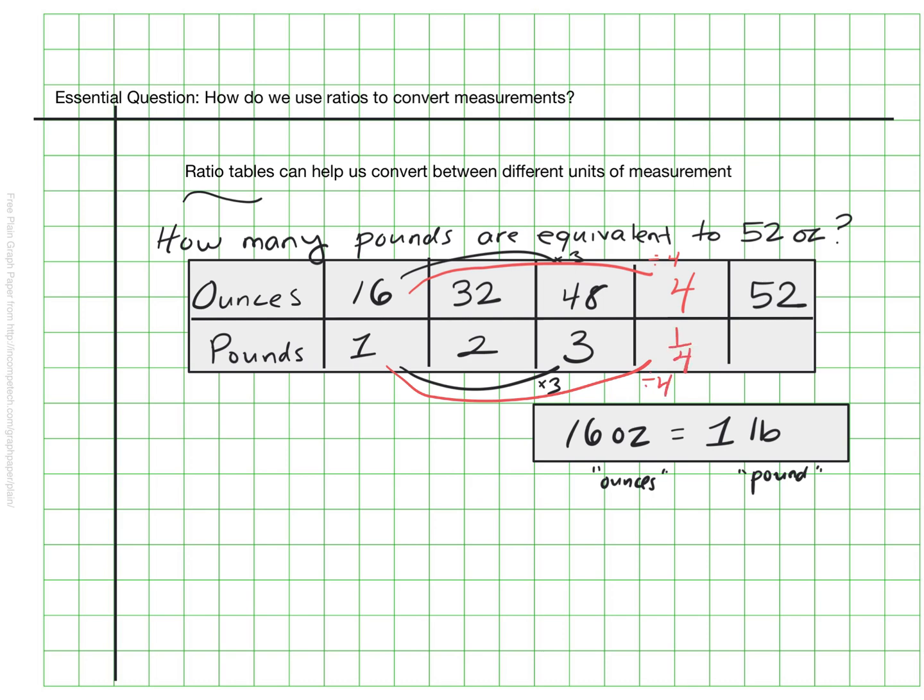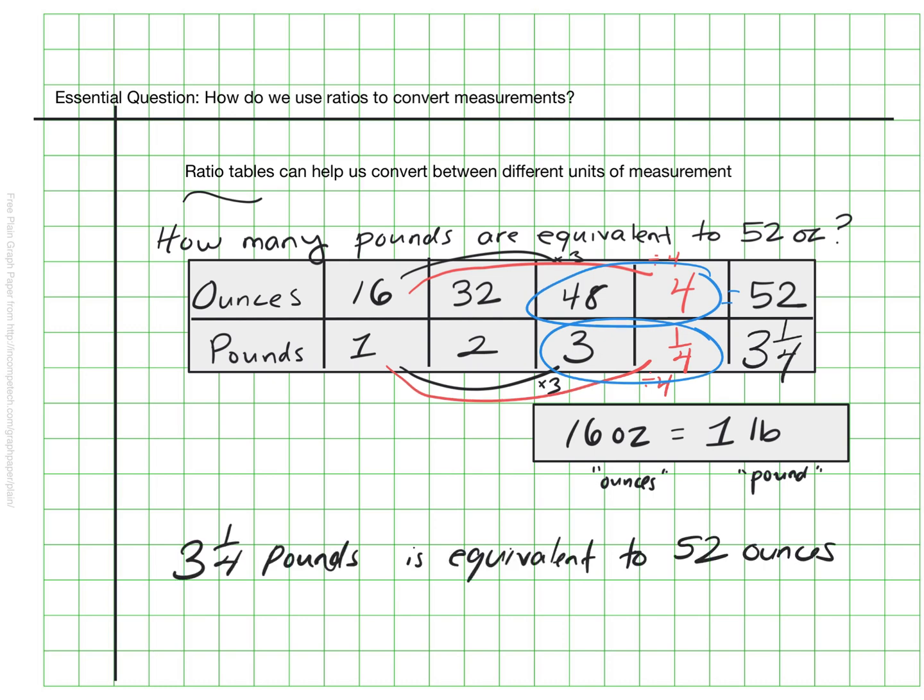And then I can say, oh, these two together make 52, so I'm going to put these two together to get my equivalent 3 1/4, which is helpful for me because I can visualize pounds a little bit more easily than I can visualize ounces. So if somebody's talking about 52 ounces, in my mind, I might think, oh, that's 3 1/4 pounds. That makes sense to me.